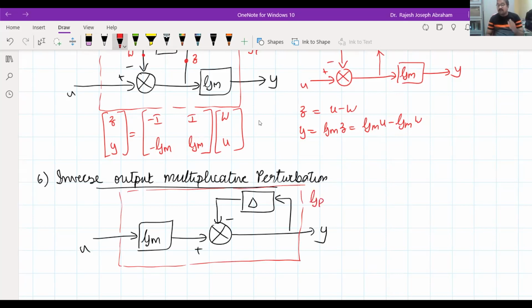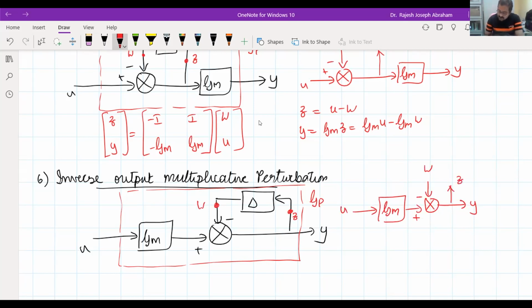So what's the next step? Identify what is Z and what is W. What is Z? The regulated output going to the perturbation block. And what is W? W is the exogenous input to the plant, that means coming out of the perturbation block. So we have identified that. What next? Cut open the delta block. So we will get something like this. This is GM, summing point, Y, plus, and it is coming in at negative. This is Z and this is W.